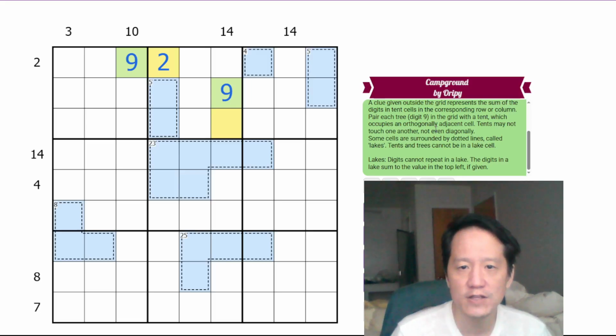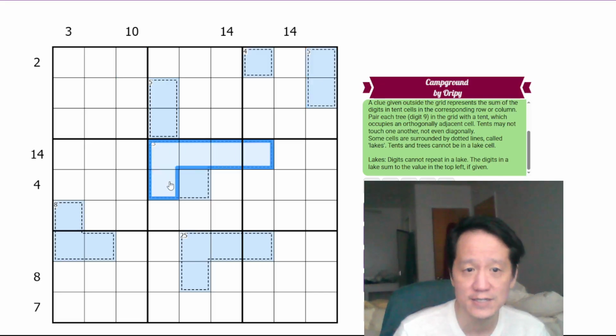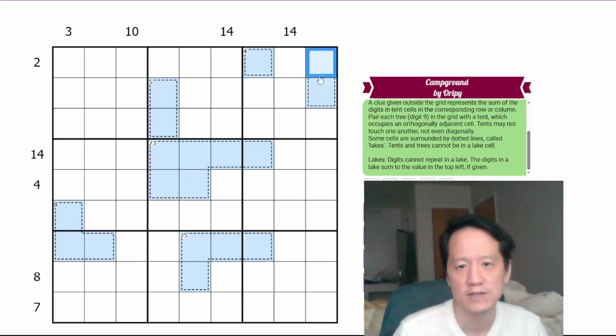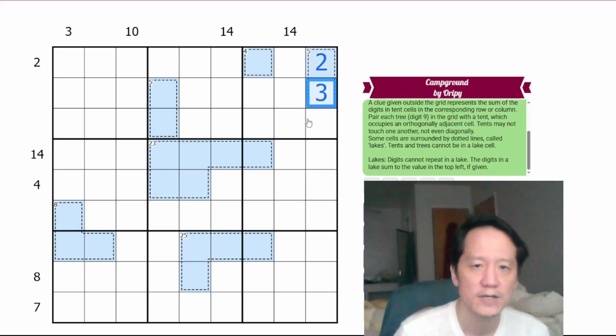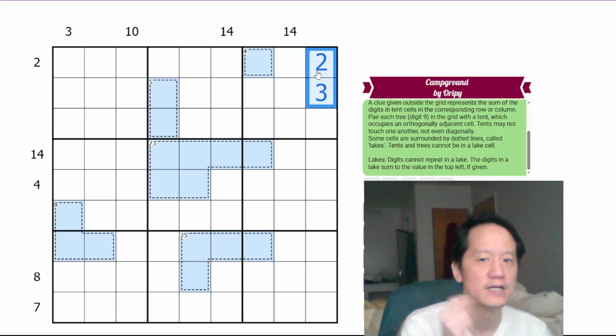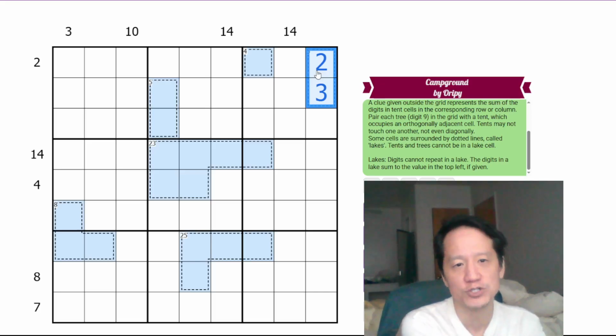We also have lakes, where digits cannot repeat in a lake, and the digits in the lake sum to the value in the top left if given. So that basically is a typical killer cage Sudoku. The lakes act like killer cages. So these 2 digits must add up to 5. These 6 digits must add up to 23. These 3 digits must add up to 8, etc. As an invalid example, we could have this being a 2 and this being a 3. But tents and trees cannot be in a lake cell. So all the trees, which are 9s, cannot be in lake cells either.